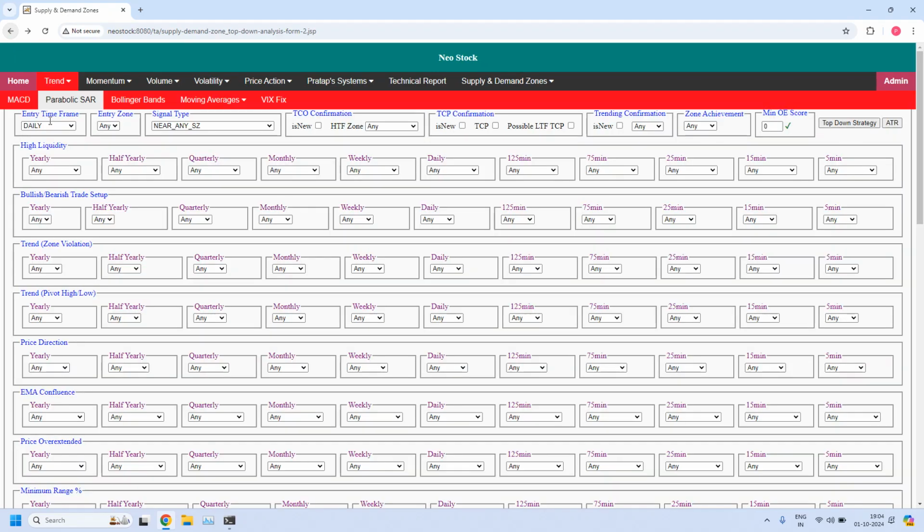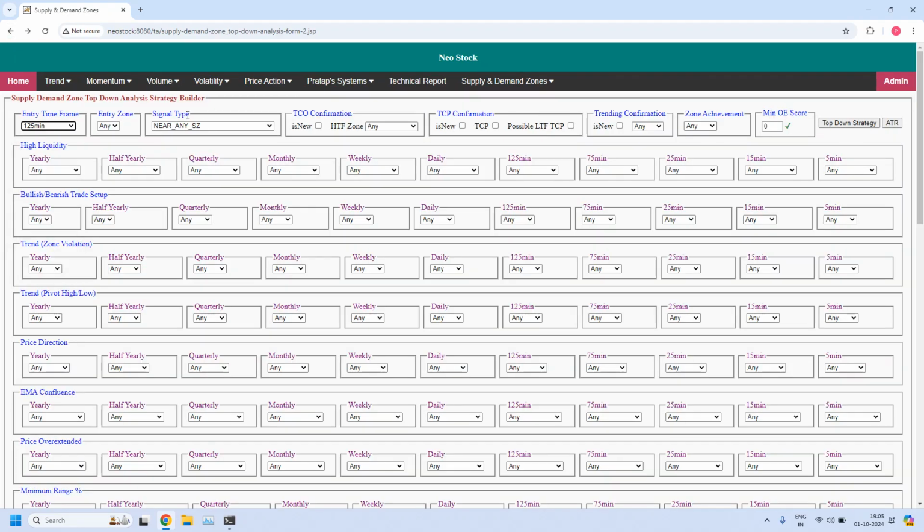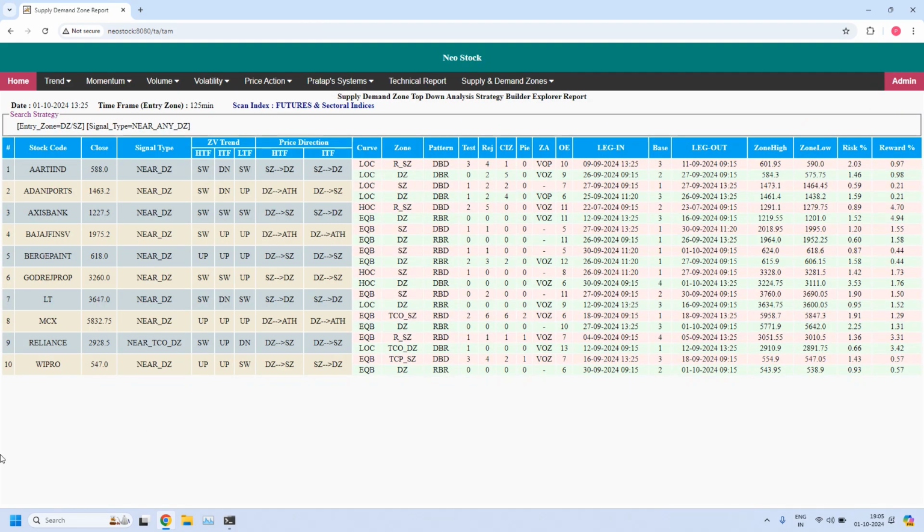Okay, the next time frame is 125 minutes. Let us find the stocks near 125 minutes demand zone. 10 stocks are filtered.